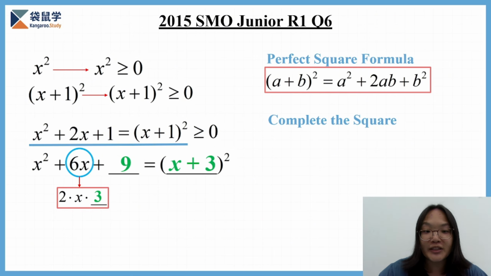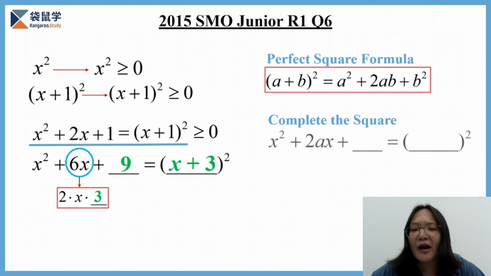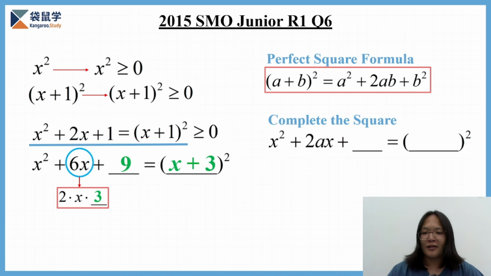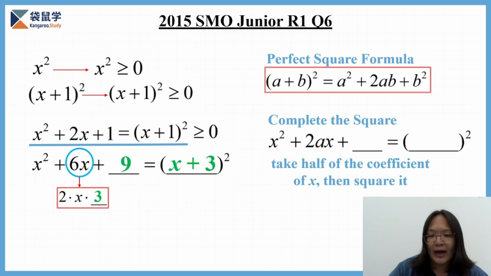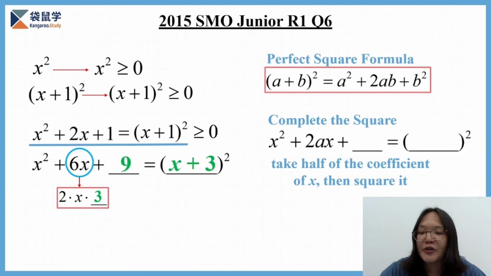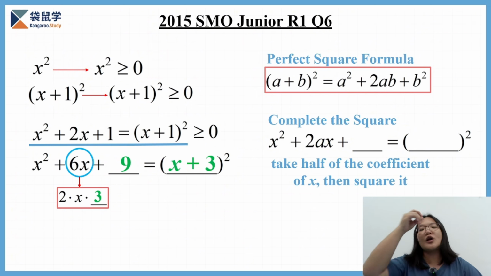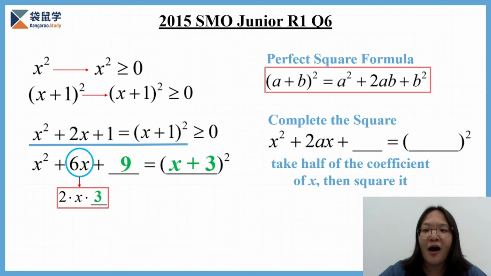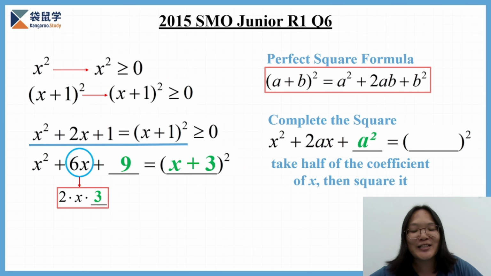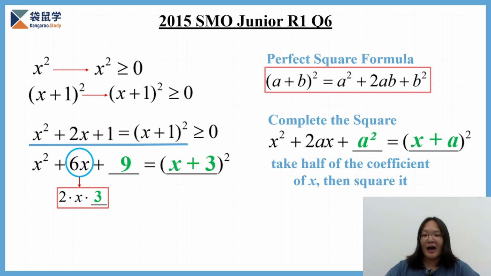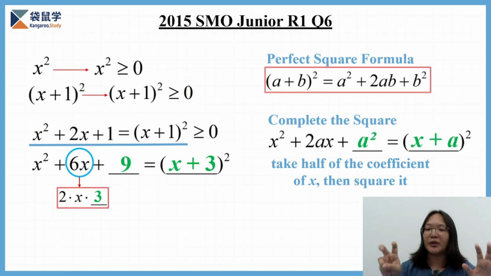So having completed these two cases, let's summarize. When we have a general case like this, x squared plus 2ax, then what should be put on the third term? We just need to check the middle term here, 2ax. Then we take half of the coefficient of x and then square it. So tell me, what should be filled on the third term? Exactly. It should be a squared. And right hand side, what do we write? Yes, x plus a. So we have obtained the general form for completing the square.